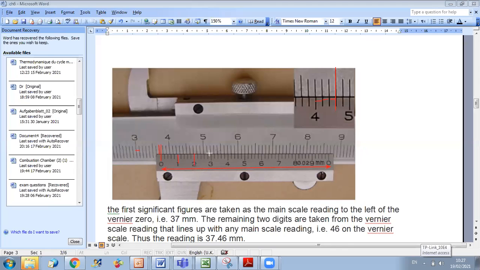2, 3, 4 up to 9 and 10 is the last one. Okay, these 10 divisions, each one of them is divided into 5 divisions: 1, 2, 3, 4 and 5. So in total how many divisions do you have in your vernier scale? 10 times 5, okay, it is 50.